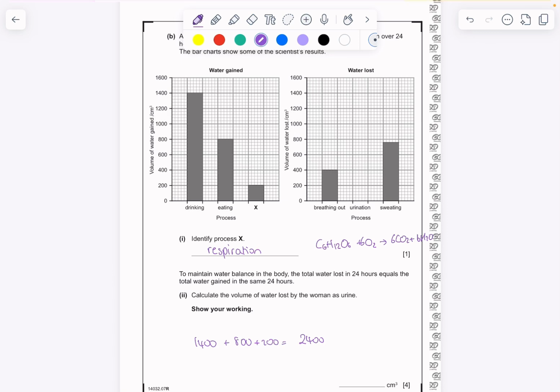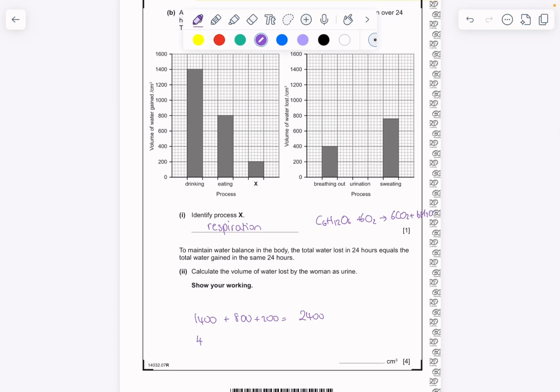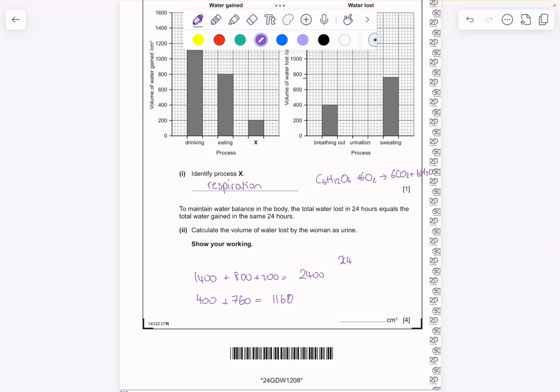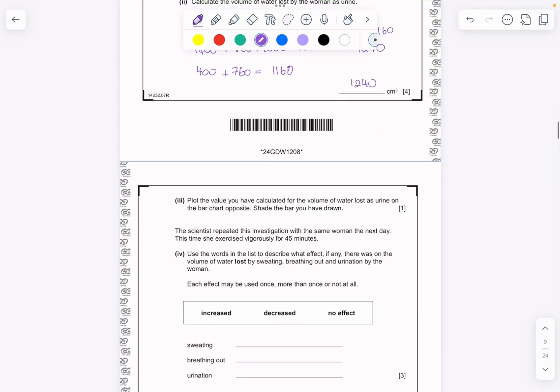Then we look at the other two, when water is lost. We only know that there's 400 from breathing out, plus 760 from sweat, reading this off the graph. Add them both together gives me 1160. Then I take these two numbers away: 2400 take away 1160 gives me 1240. So this is my answer, because remember, what goes in must come out.